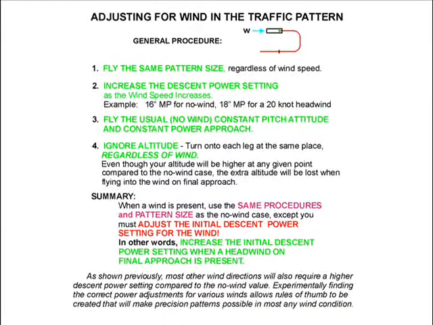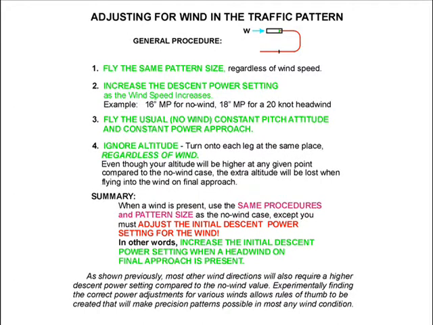In summary, to adjust for headwind components in the traffic pattern, fly the same pattern size, regardless of wind speed. Increase the descent power setting as the wind speed increases. Fly the usual no-wind, constant pitch attitude and constant power approach, and ignore altitude. Turn onto each leg at the same place regardless of wind. Even though your altitude will be higher at any given point compared to the no-wind case, the extra altitude will be lost when flying into the wind on final approach.